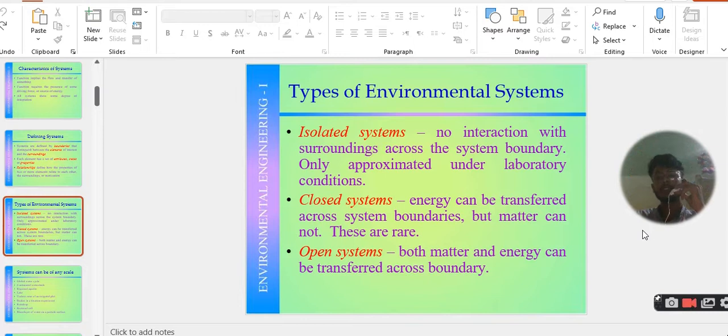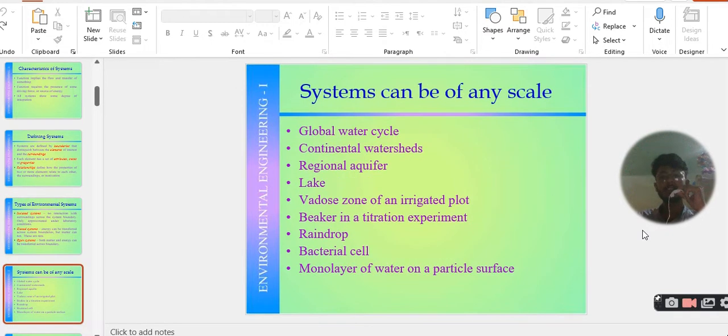Isolated systems have no interaction with the surroundings across the system boundary, only approximated under laboratory conditions. Closed system: energy can be transferred across the system boundaries, but matter cannot. These are rare. Open systems: both matter and energy can be transferred across the boundary.